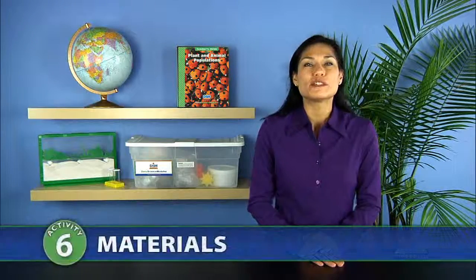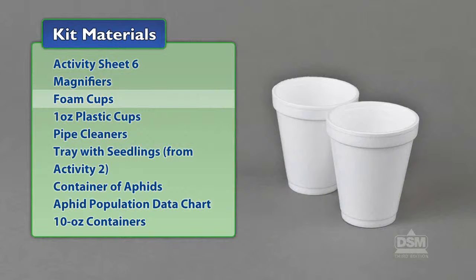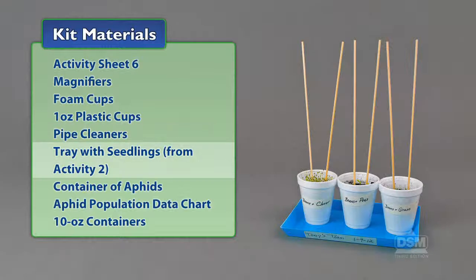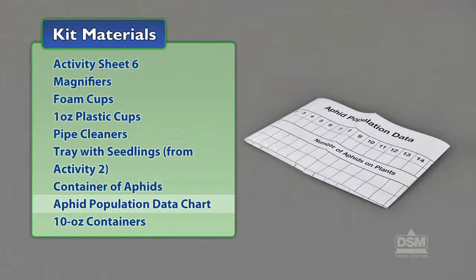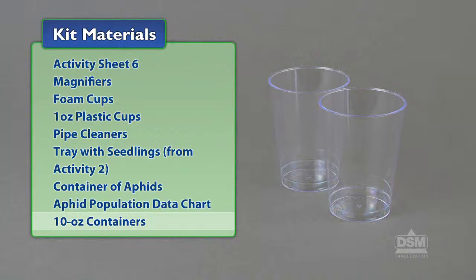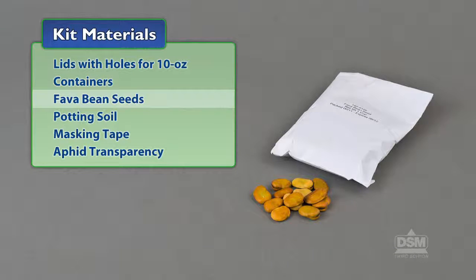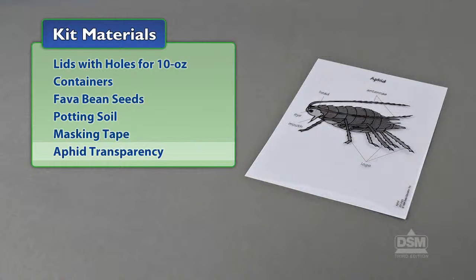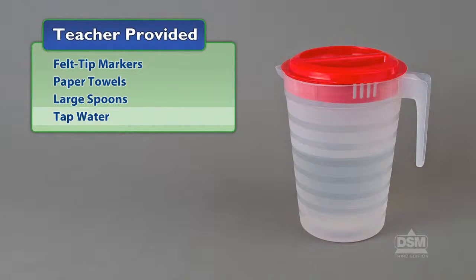You will need the following materials from the kit: Activity Sheet 6, magnifiers, foam cups, 1 ounce plastic cups, pipe cleaners, tray with seedlings from Activity 2, container of aphids, aphid population data chart, 10-ounce containers, lids with holes for 10-ounce containers, fava bean seeds, potting soil, masking tape, and aphid transparency. You will also need to provide felt tip markers, paper towels, large spoons, and tap water.